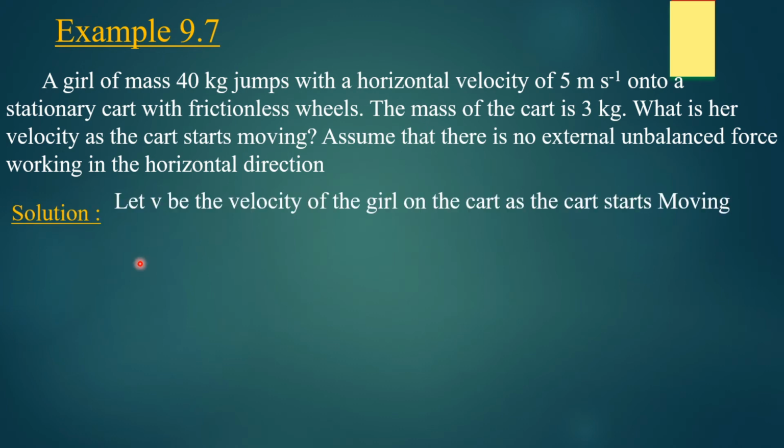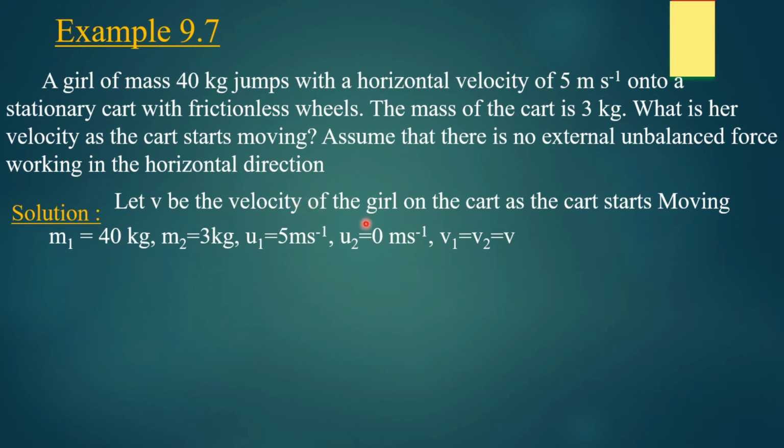We will consider 1 as a subscript for girl and 2 as a subscript for cart. Let v be the velocity of girl on the cart as the cart starts moving. Means after the girl jumps, the cart will start moving, and so the velocity attained will be v. m1 equal to 40 kg, m2 equal to 3 kg, u1 is 5 meter per second, u2 is 0 meter per second. Why is it 0? Because the cart is at rest, that means a stationary cart.